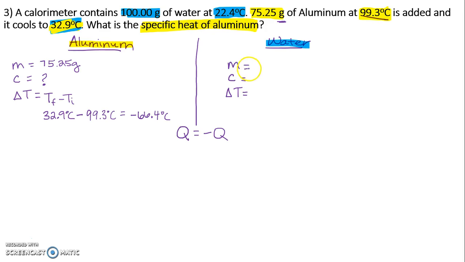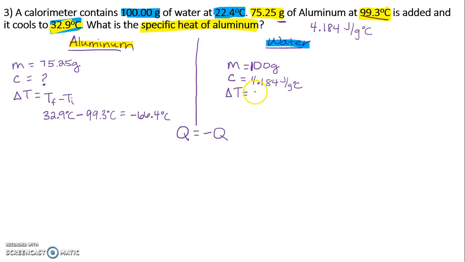Now I need the mass of my water, which was 100 grams. It was 100 grams up here. C for water, it's not given here, but in general, you will be given that the specific heat capacity of water is 4.184 joules per gram degree Celsius.